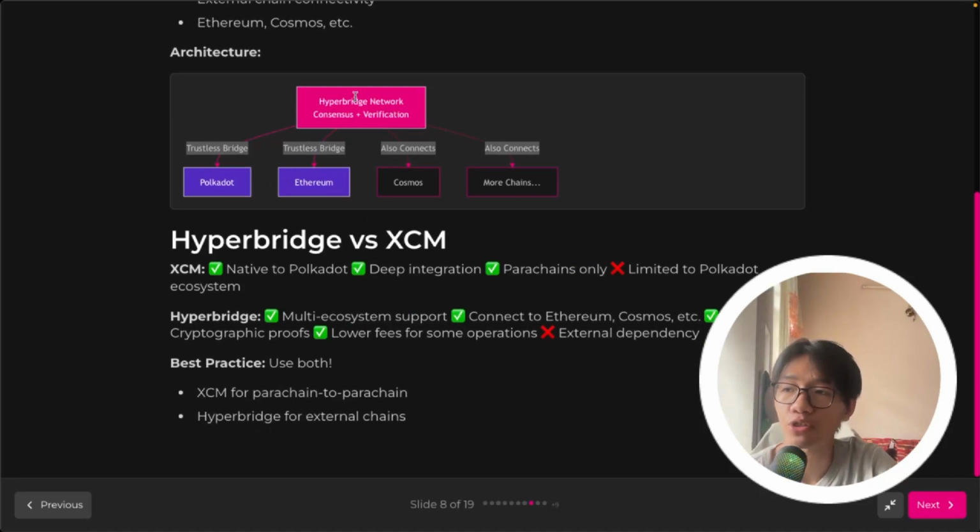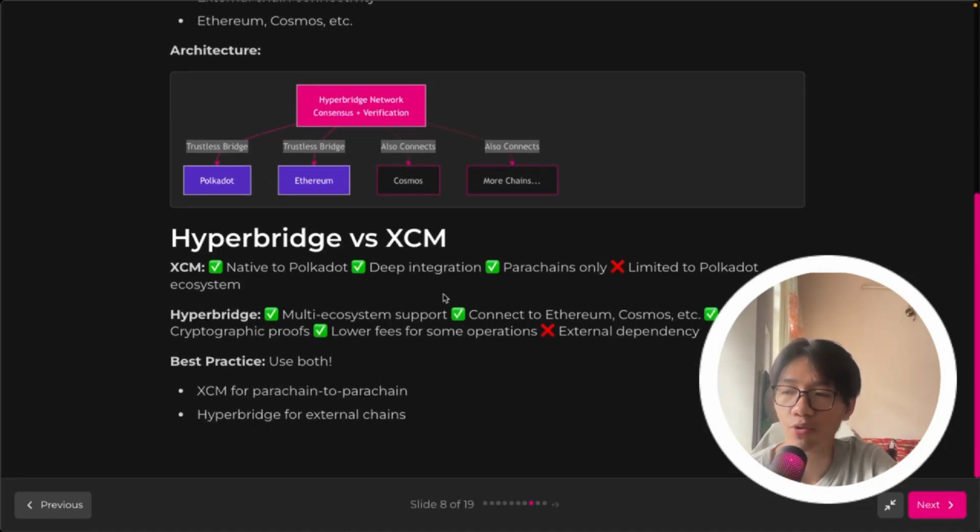On the other hand, Hyperbridge also connects to Cosmos and to other chains in the future. Hyperbridge is different from XCM. XCM is native to Polkadot, while Hyperbridge has multi-ecosystem support. XCM is deep integration for parachains only, but Hyperbridge is connected to Ethereum, Cosmos, has cryptographic proofs, and lower fees for some operations.